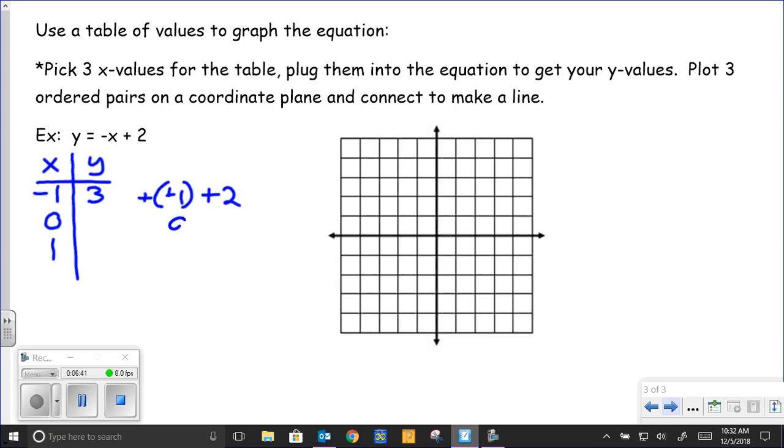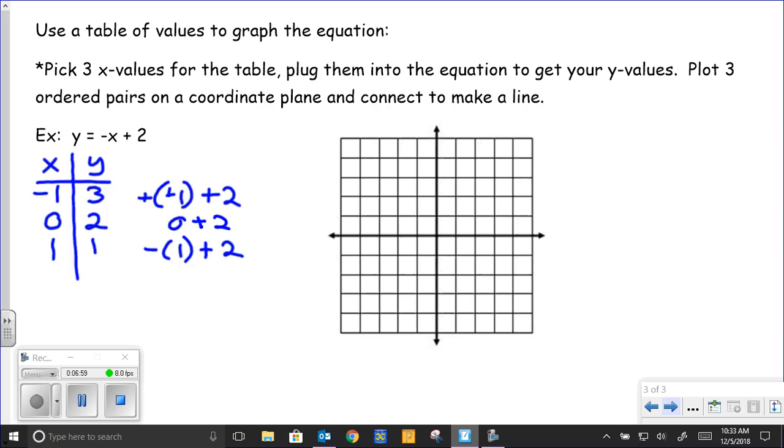My 0, that's easy enough. I have 0 plus 2. That makes my y value 2. Now I have a -1 as my x value, plus 2, and that's going to make it a -1 plus 2, which gives me 1. So there's my ordered pairs, and now I'm going to go ahead and graph those ordered pairs on my graph.